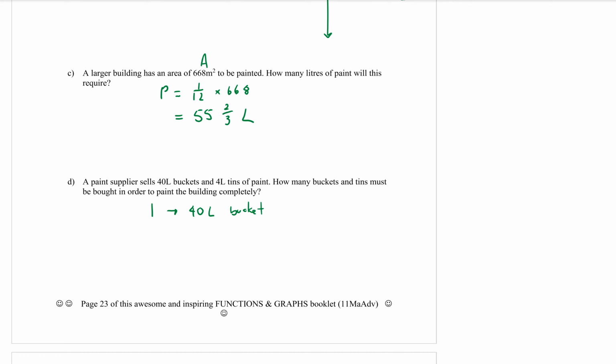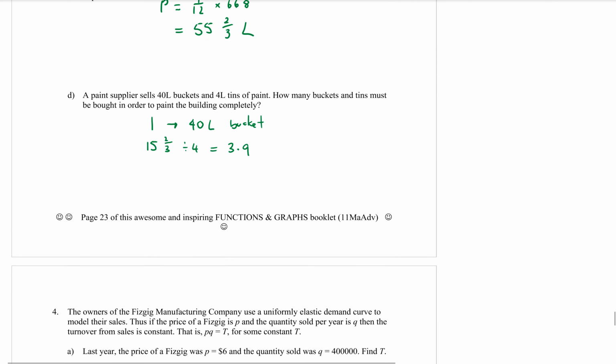If I take 40 litres out of my 55 2/3, there's going to be 15 2/3 litres left, and I want to see how many 4-litre tins I'm going to need. So I divide that by 4. There's 4-litre tins, they said, so it's 3.9. You cannot buy 0.9 of a tin, so you would always round that up, saying that you would need 4 tins of paint. So to write that out, you would say, therefore, I need 1 40-litre bucket and 4 4-litre tins of paint.